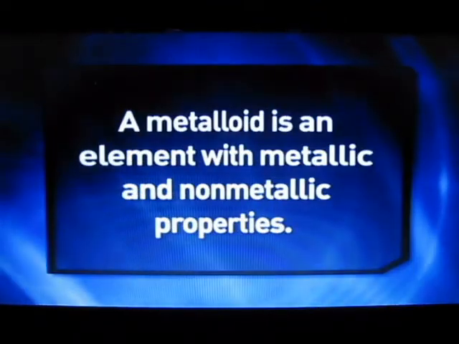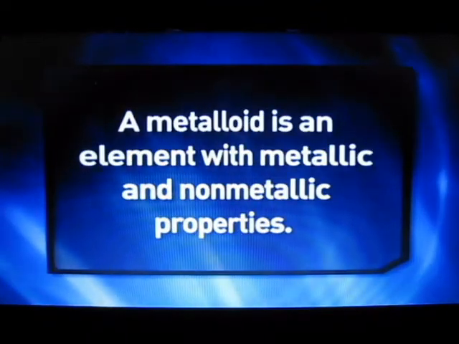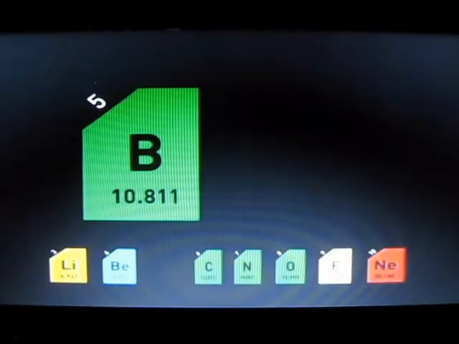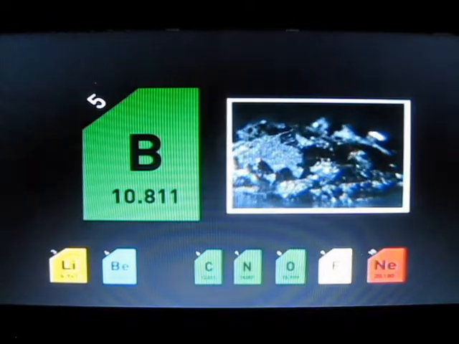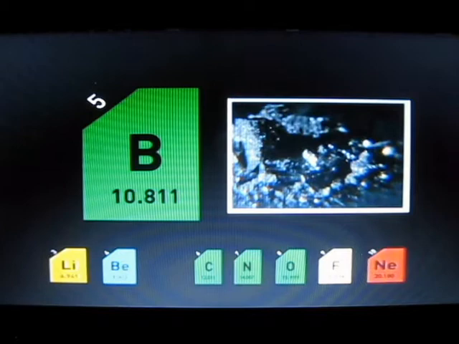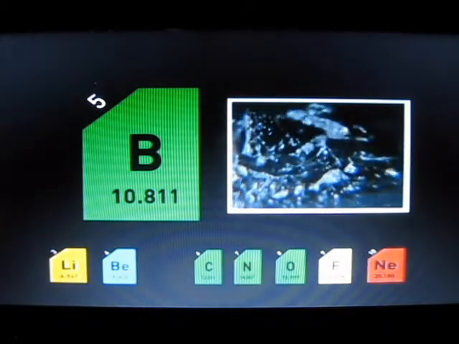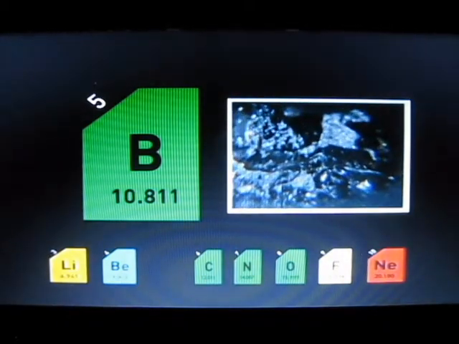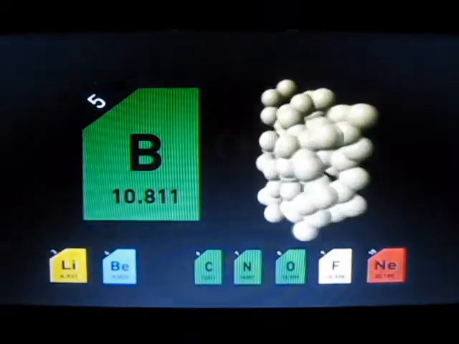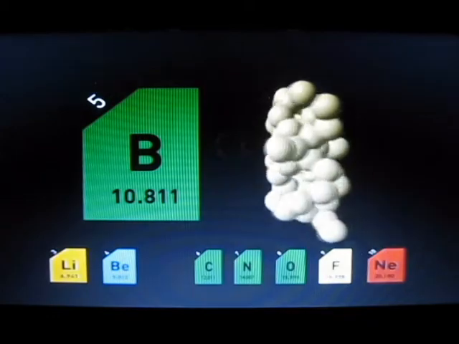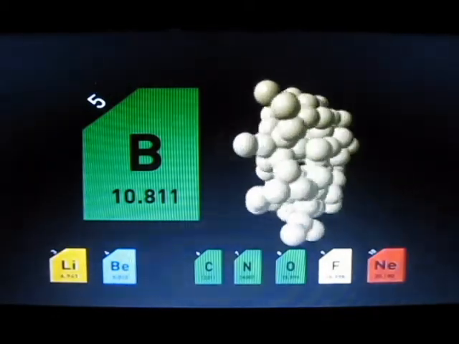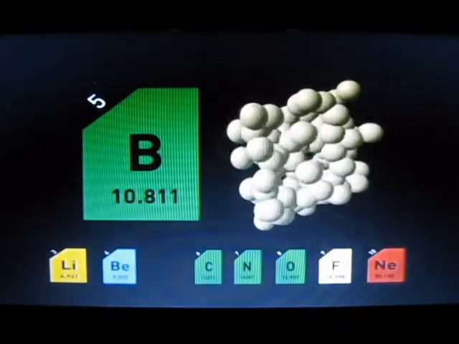A metalloid is an element with a blend of metallic and non-metallic properties. Boron is a metalloid. Crystalline boron reflects light in a metallic way, but unlike metals, it's brittle. It can't be hammered into sheets and it doesn't conduct electricity or heat very well at room temperature. Electrons are shared between boron atoms, forming a network of bonds. This makes it much less reactive than beryllium and harder than almost all other elements.